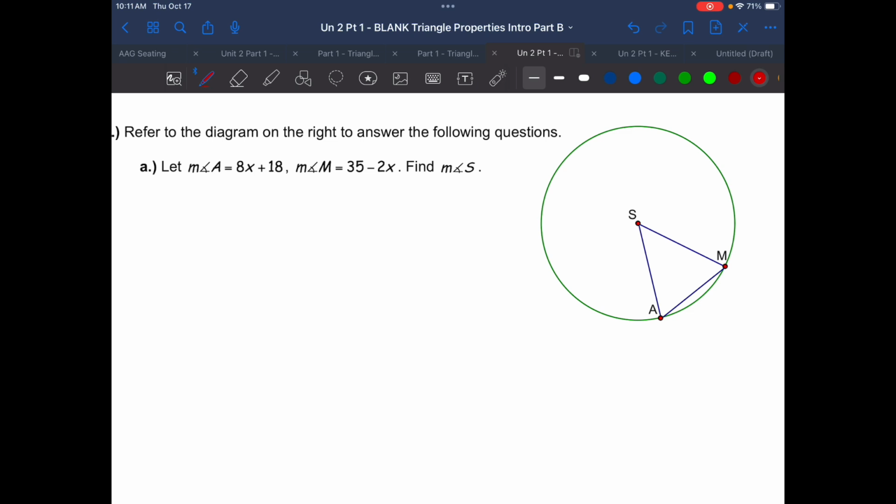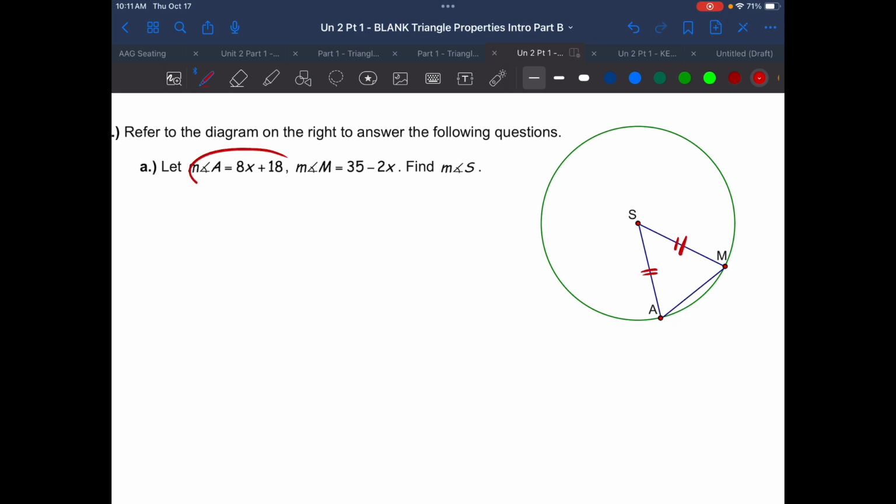Okay, so let's try another example of this, but now including some algebra. If we look here, once again, we have circle S, and remember that symbol is circle S. So S is the center of the circle, which means there's one radius and another radius. So those have to be the same length. I'm going to make sure we mark these each and every time.